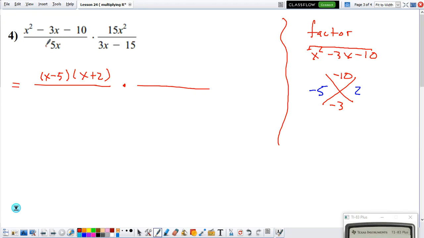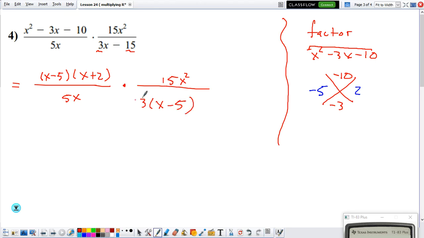So now let's see, can I factor out the denominator, 5x? Nope, it's just a single expression, so there's nothing you can really do about it. Look at the top, 15x squared, cannot factor it out. So now let's look at the denominator here, 3x minus 5. I see that the leading coefficient is 3, so I can factor out a 3. So what do I have left? x minus 5.